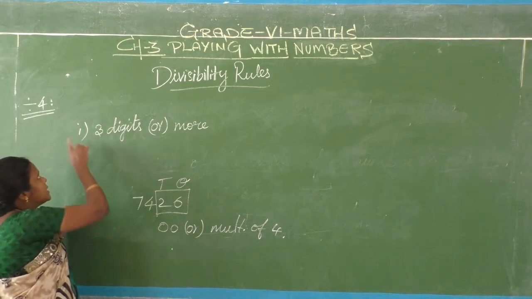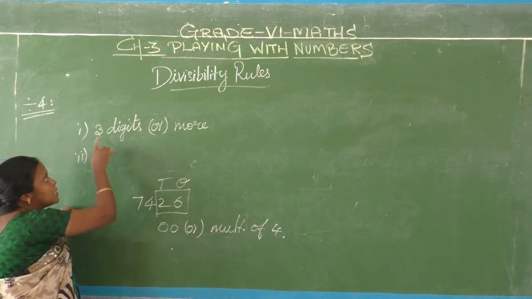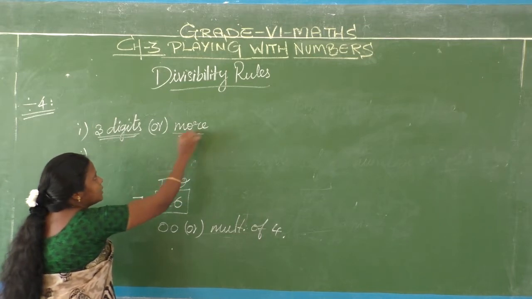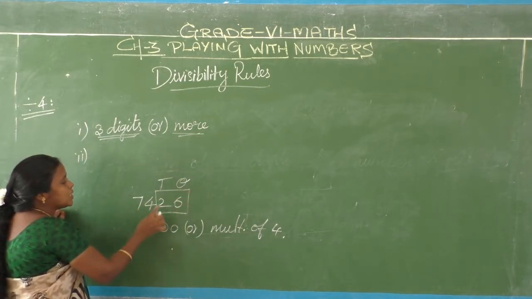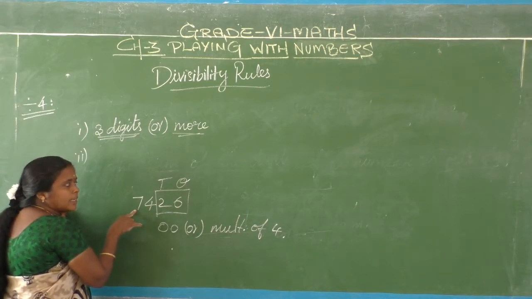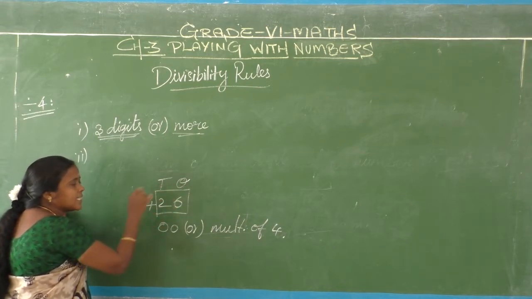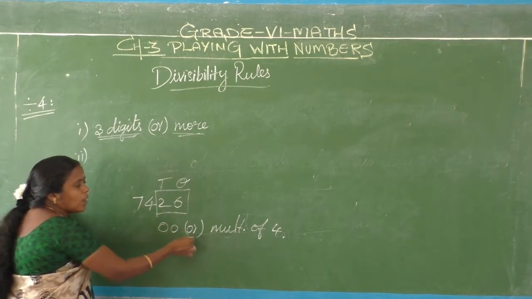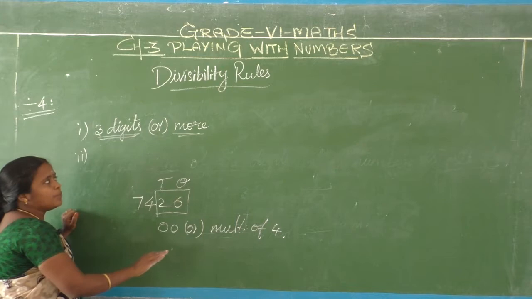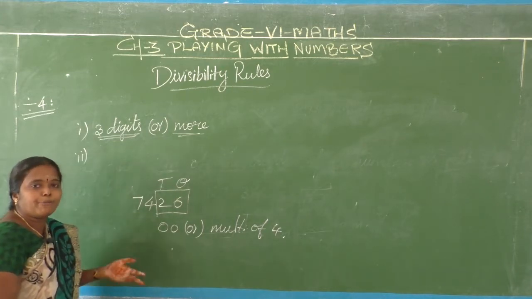What are the two conditions it is telling? The number must have 3 digits or more than that. Secondly, the last 2 digits of the number, nothing but ones and tens, are either 0, 0 or multiples of 4. That means the given number is divisible by 4. Clear?